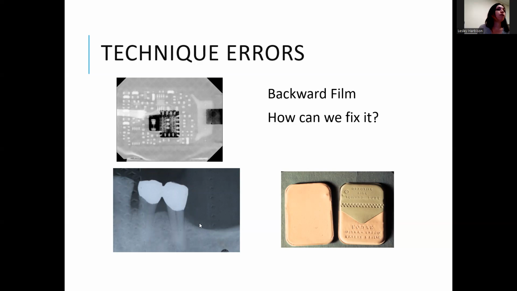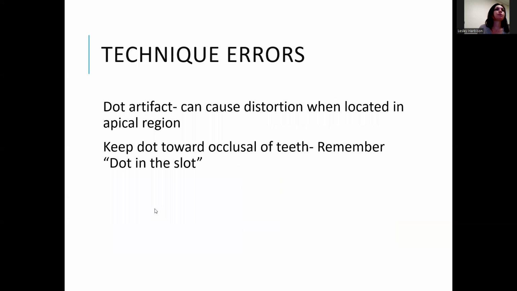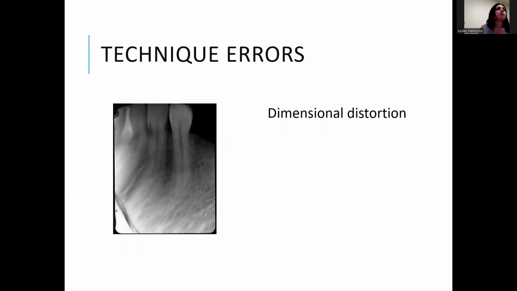This is leaving the lead foil. You can see the lead foil because the traditional film is placed backwards in the holder. So that's what these kind of tire tracks are. It's the lead foil. A dot artifact can cause distortion when located in the apical region. So on a traditional film, you have the little raised dot, and it also makes more of a radiolucent area on the film. And so if you don't put it toward the occlusal surface, then it can be confusing and you might think it's like a periapical lesion. So the rule of thumb is always the dot in the slot, and that's when referring to traditional films.